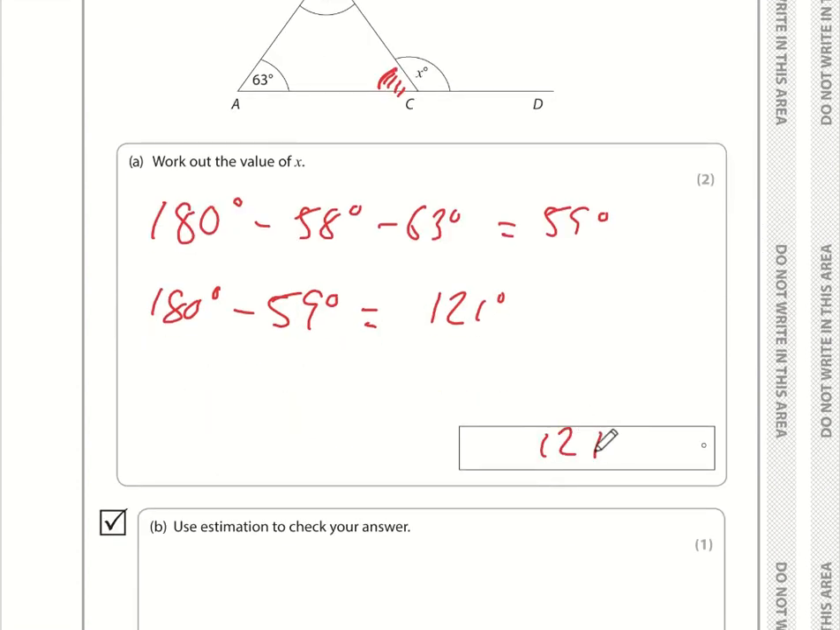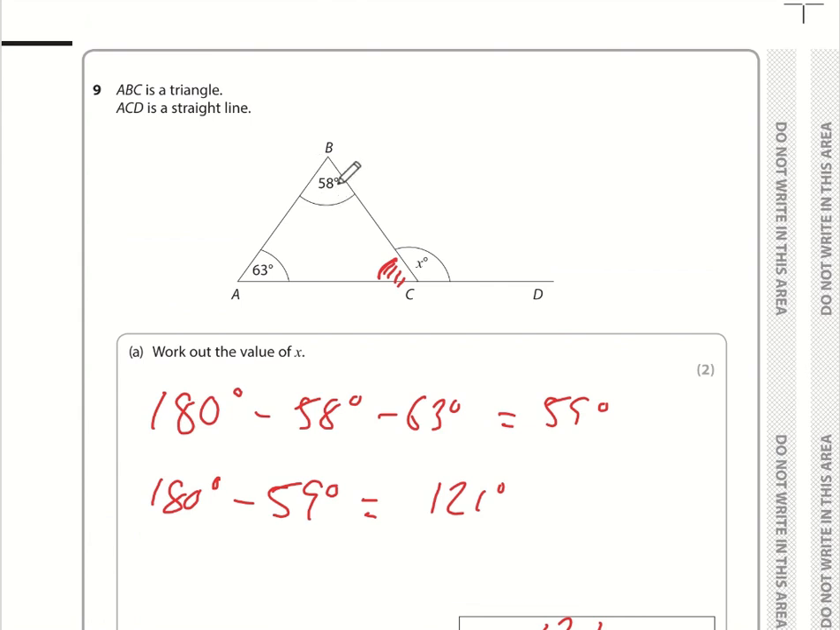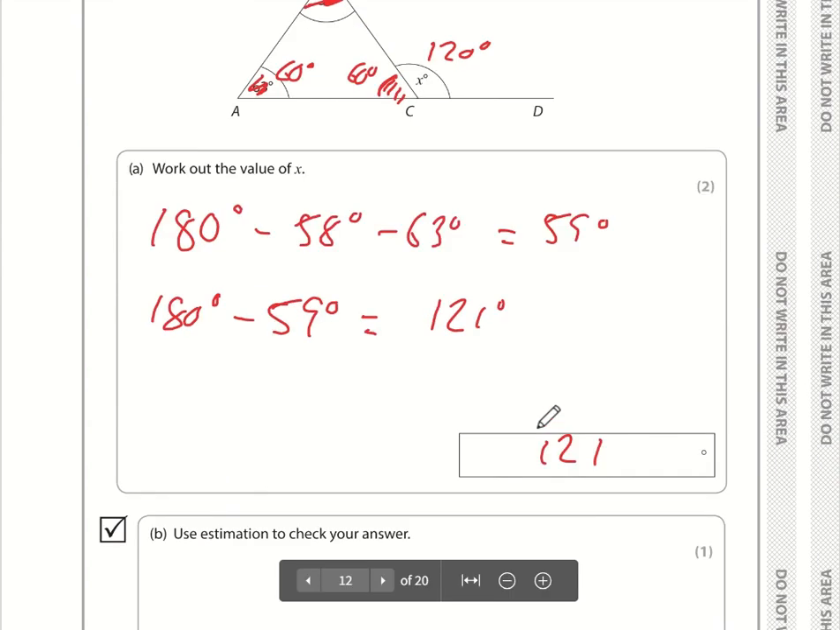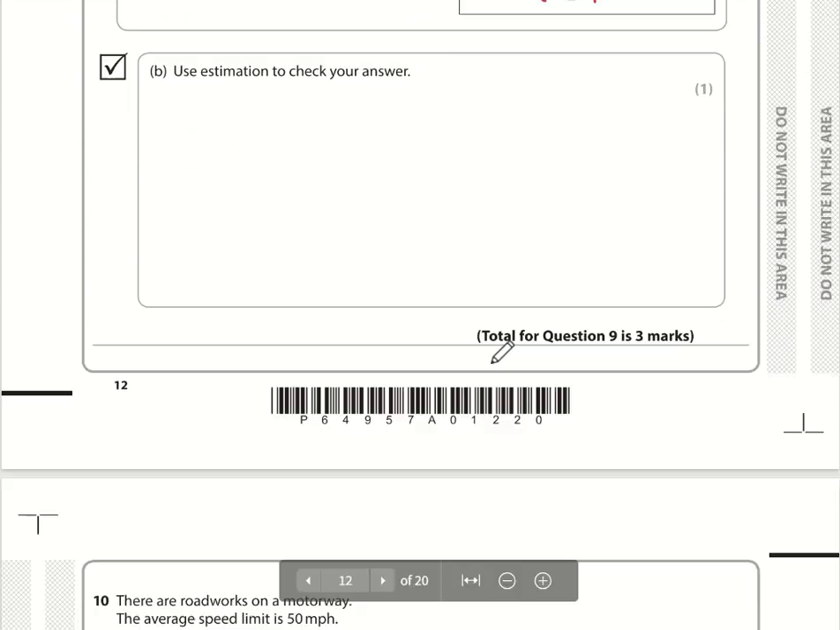Use estimation to check your answer. Again, I think it's quite a strange way to check the answer here. So we could call this 58 degrees, we could call that 60. We could also round that down to 60. So 60 plus 60 is 120, so therefore this angle here would be 60 as well. 180 take away 60 is 120 degrees. There we go, we got 121. That's pretty close, so by estimation we successfully checked our answer there.